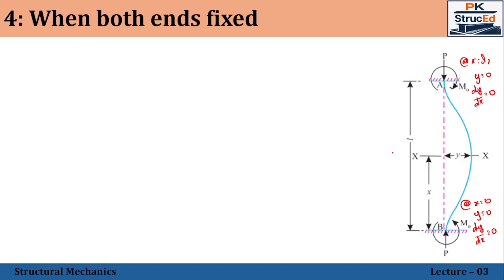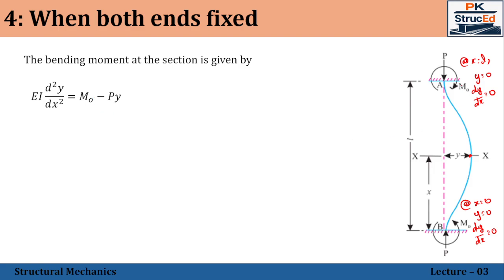First, we shall start with writing the governing equation, that is, the bending moment at a given section about this point. We can see that we'll have the end moment also there. Since it is a fixed end, a moment will be there, that is M naught. So M naught minus P into the horizontal distance y. Taking this variable to the left side, we will have EI into d square y by dx square plus Py, which will be equal to M naught.